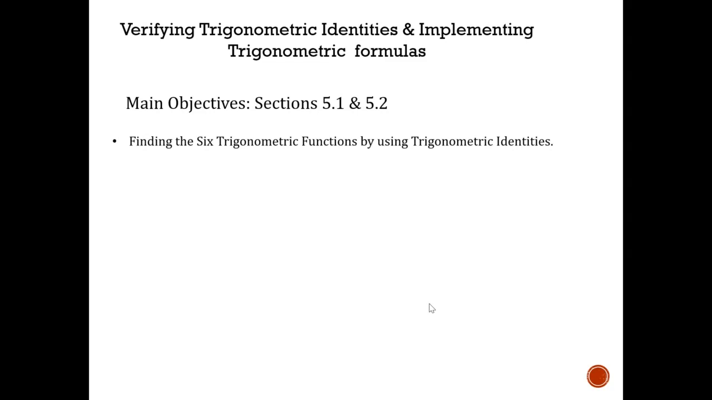First of all, find the 6 trigonometric functions by using trigonometric identities. I believe we did these a couple of weeks ago, but it was using the right triangle. Now there's going to be another way to find the 6 trig functions by using the identities. Number 2, we're going to be simplifying trigonometric expressions by using the identities.